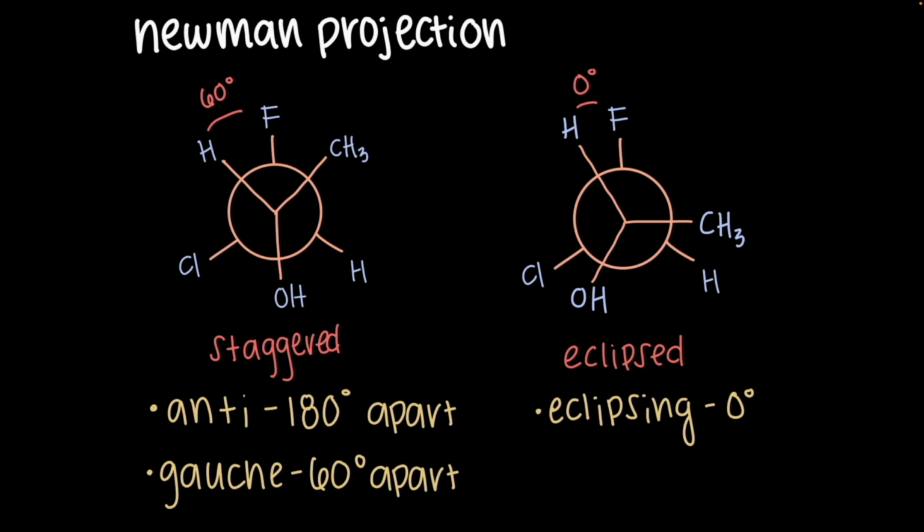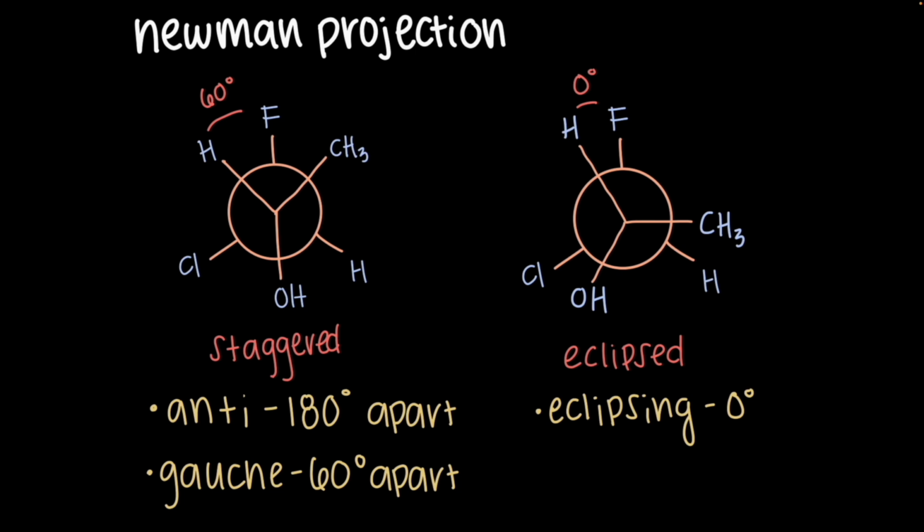So I have F and CH3 would be gauche, the CH3 and H would be gauche, OH and H, Cl and OH, H and Cl, and H and F. The most important groups that we need to compare for gauche interactions will be larger groups other than hydrogen.